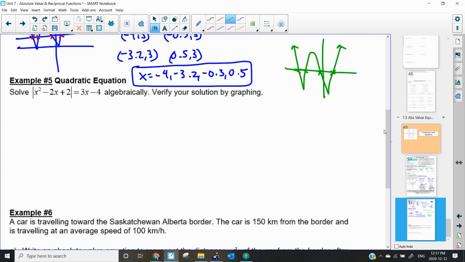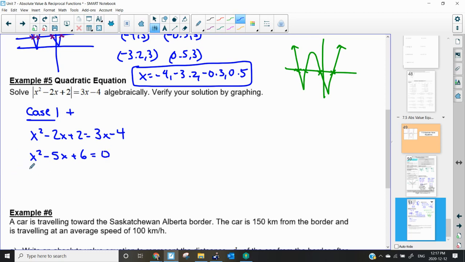We're going to solve this one algebraically, and then we're going to verify graphically with our calculators. Now we have to consider both cases. So again, absolute values, we're always having to consider both cases. First case here is positive. So we're going to have x squared minus 2x plus 2 is equal to 3x minus 4. We're going to rearrange our equation. So we're going to move everything to the left-hand side. X squared minus 5x plus 6 equals 0.